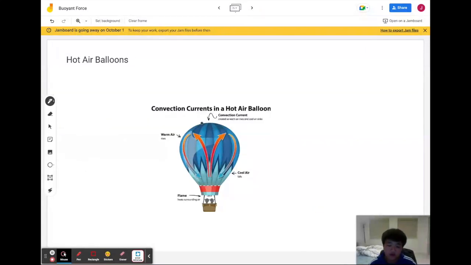And then we can talk about hot air balloons now. Hot air balloons are a good example of this, as warm air, as you all probably know, rises, while cool air falls. But why is that? Well, again, it's because the density of the warm air is lower. So the density is lower, it goes up, the cold air falls, it exerts a force on the hot air balloon, and that's what allows it to float.